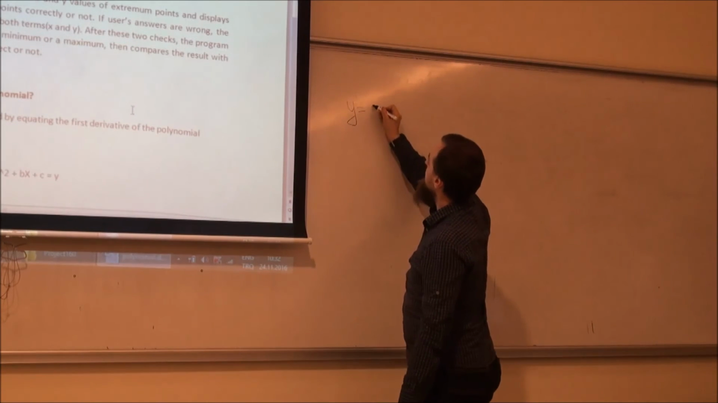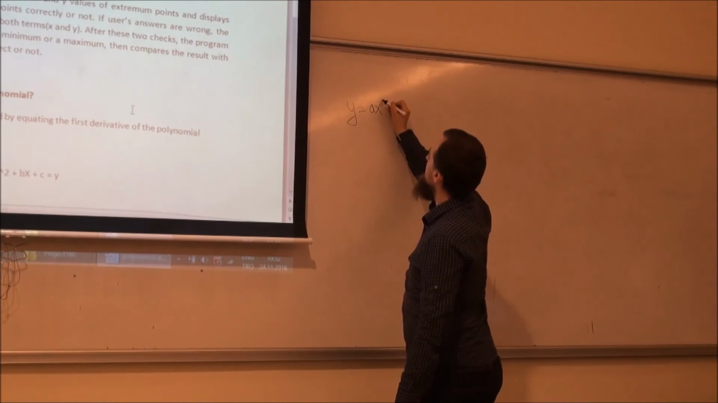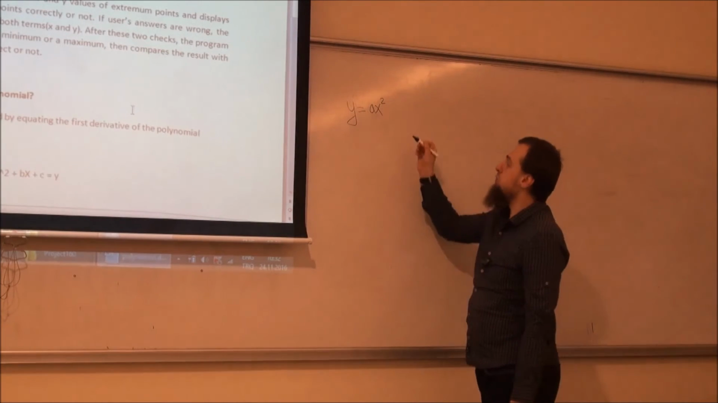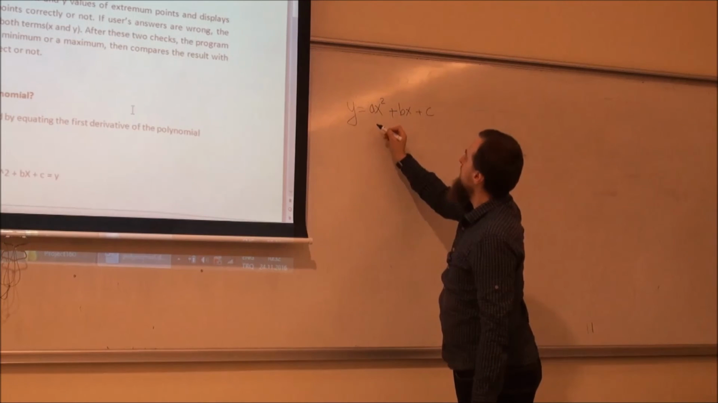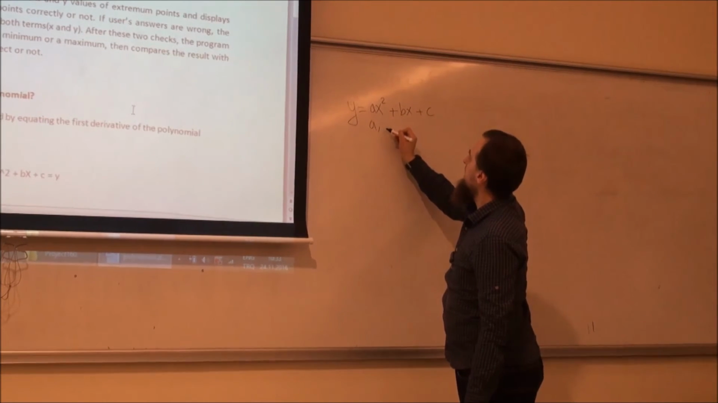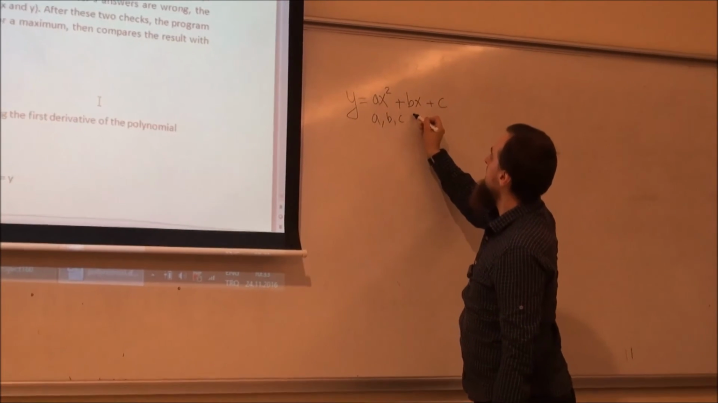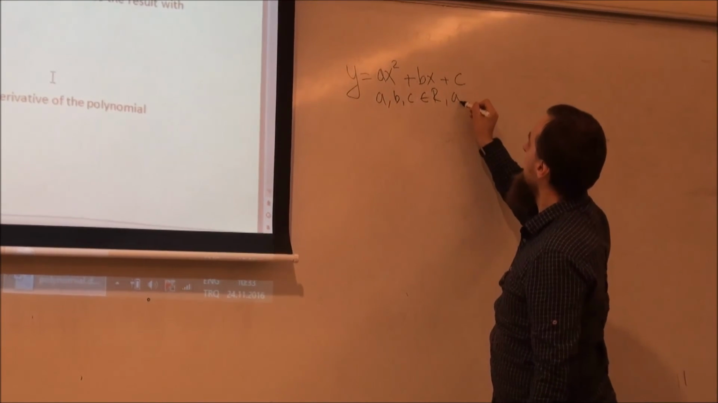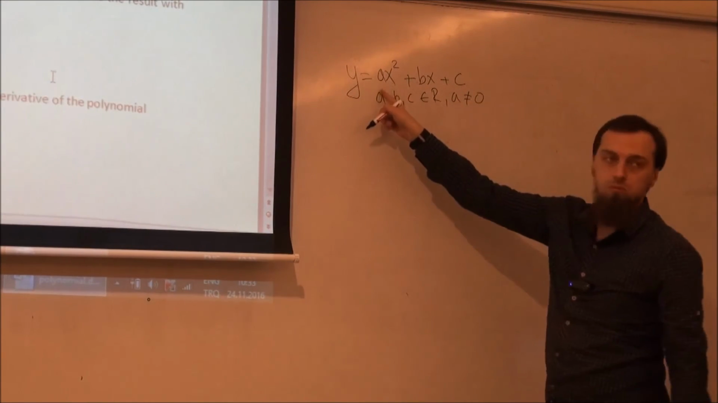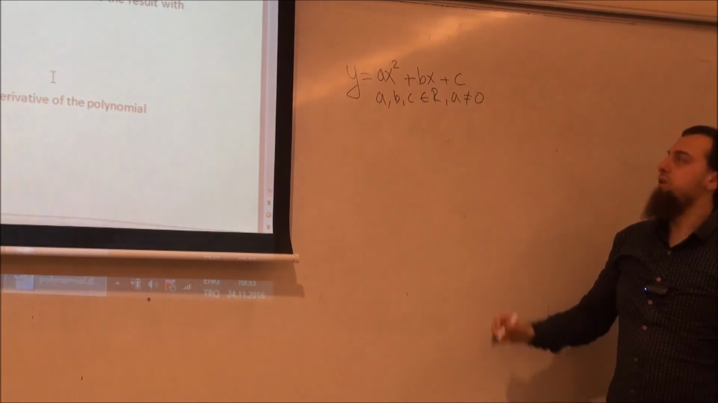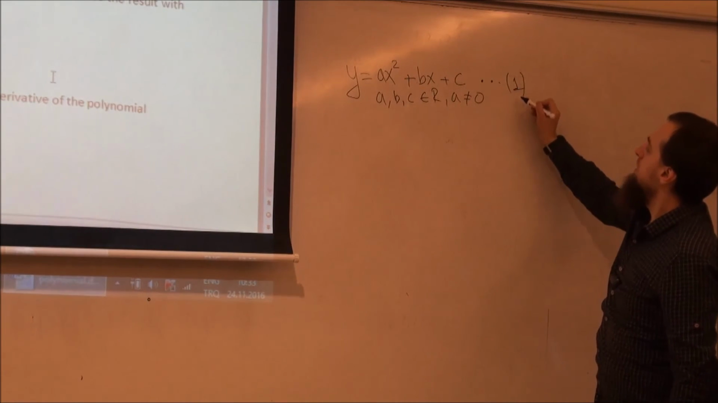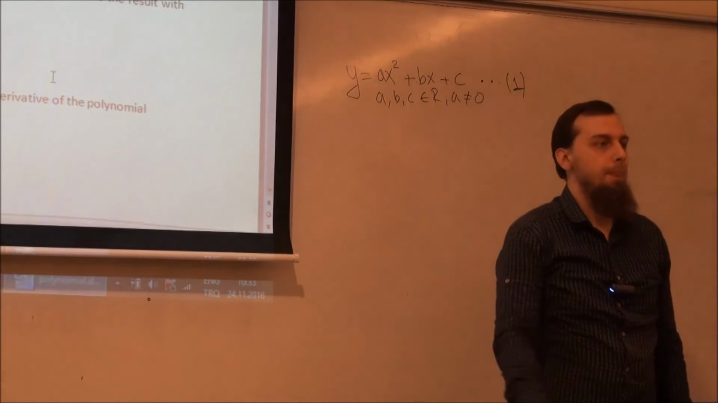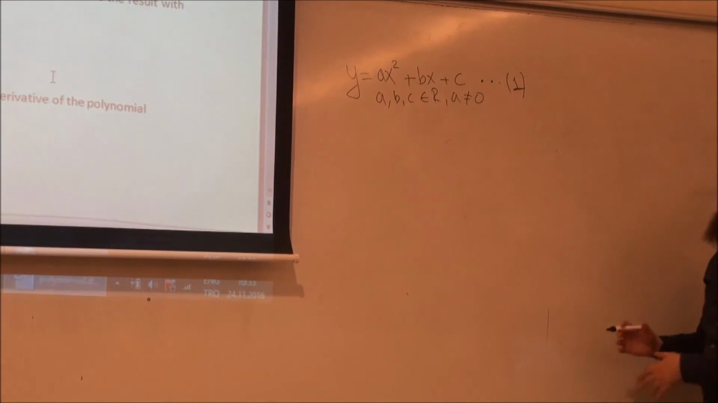If you have something like this, y is equal to ax squared plus bx plus c, where a, b, and c are real numbers, and a is not equal to 0, then this is a quadratic function. So let this guy be our first equation.